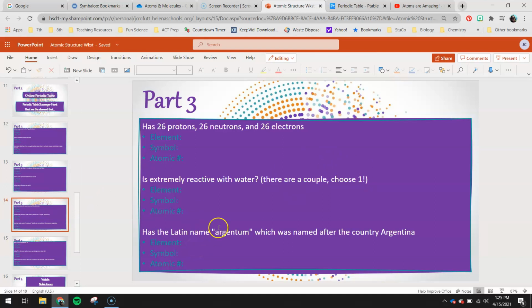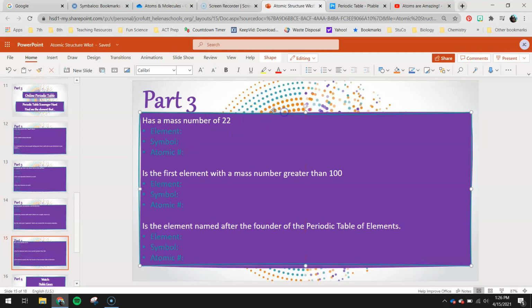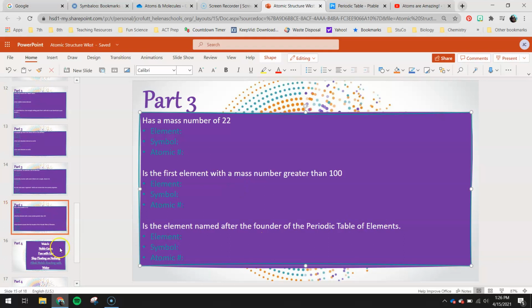Has the Latin name Argentum, which was named after the country Argentina. So remember, that's where we get a lot of our names of our elements, and that's why some of their symbols are different than their actual words. For instance, wolfram is W, and that's actually tungsten. So we call it tungsten, but the symbol for that is W based on its Latin root word wolfram. Okay, has a mass number of 22, is the first element with a mass number greater than 100, and then is the element named after the founder of the periodic table of elements. So you guys have some exploring to do there.